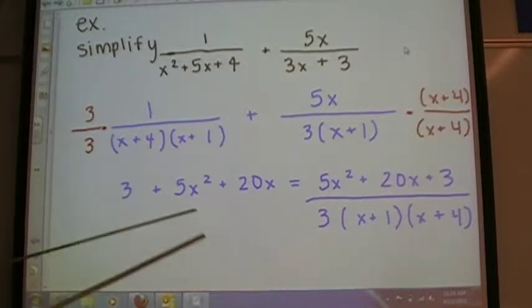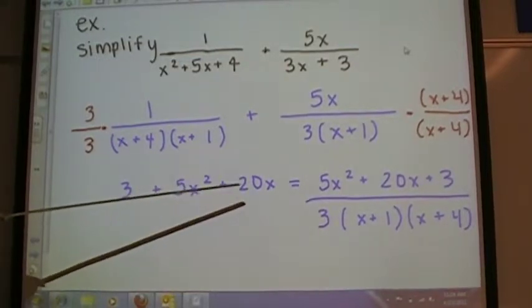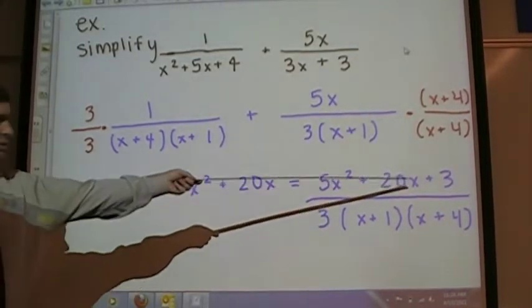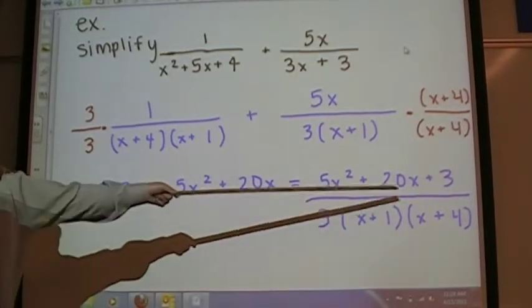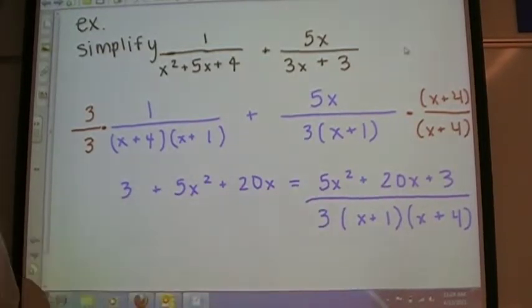Got it? And that simplifies. You need to put it in standard form. The 5x squared plus 20x plus 3, and all of that is divided by your least common denominator.